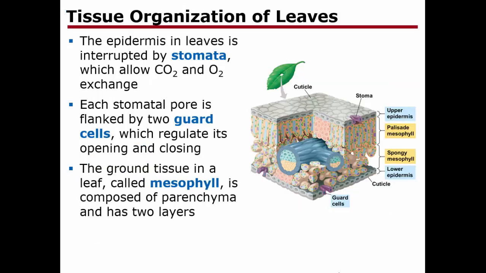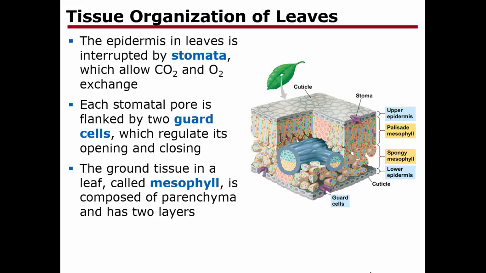So now let's take a look inside the leaf and see how cells of some of these different types work together. All leaves will have an upper and a lower epidermis. That's a thin single layer of cells covered by an even thinner waxy cuticle to prevent water loss. Notice the holes found in the epidermis, both the upper and lower layer. Each of these holes is called a stoma, and the plural of stoma is stomata.